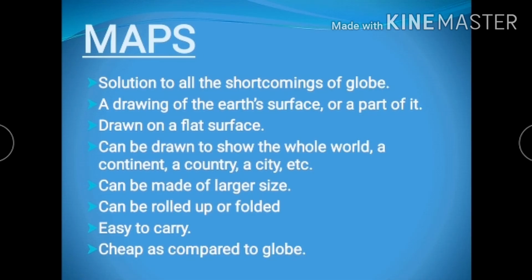So what are maps? A map is the solution to all the shortcomings of the globe. It is a drawing of the earth's surface or a part of it. It is drawn on a flat surface, which can show the whole world, a continent, a country, a city, and so on. It can be made of larger size. It can be rolled up or folded, is easy to carry, and is cheap compared to a globe.